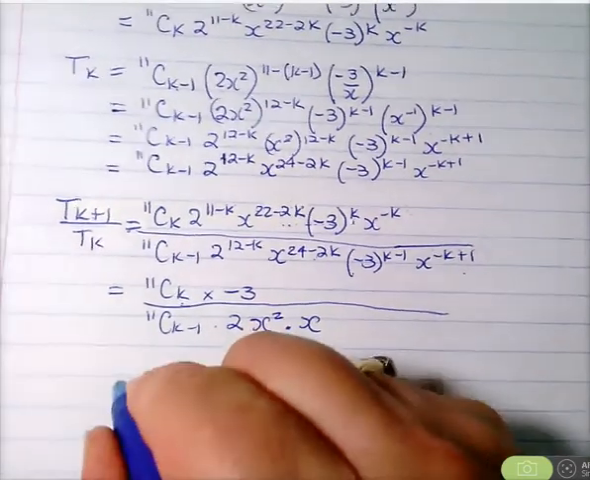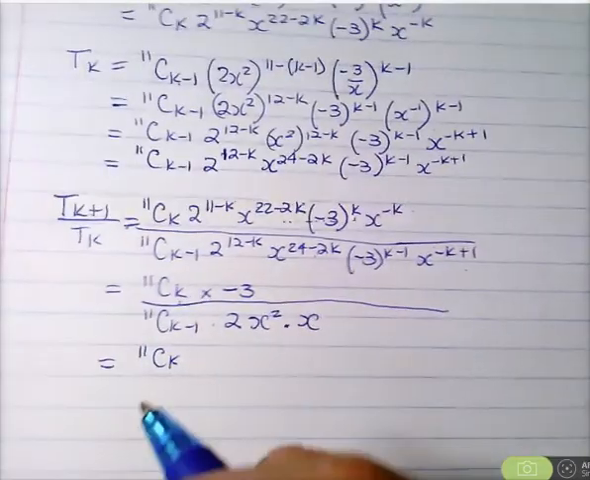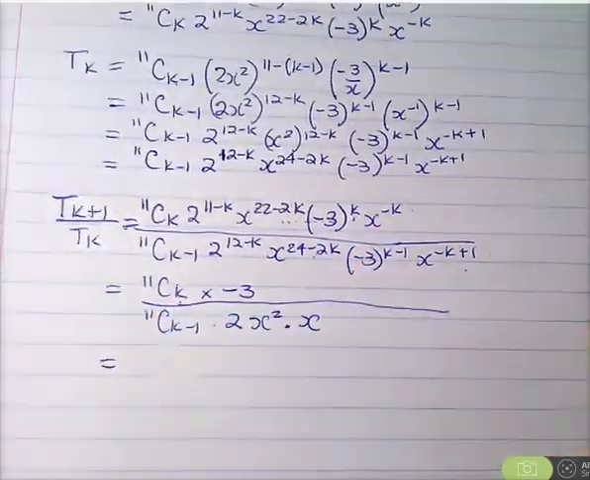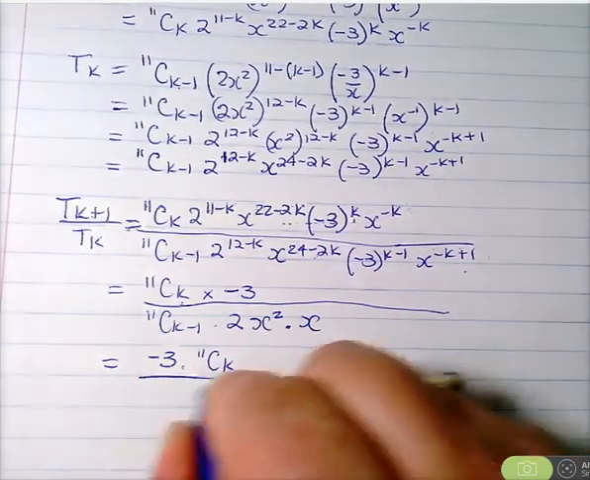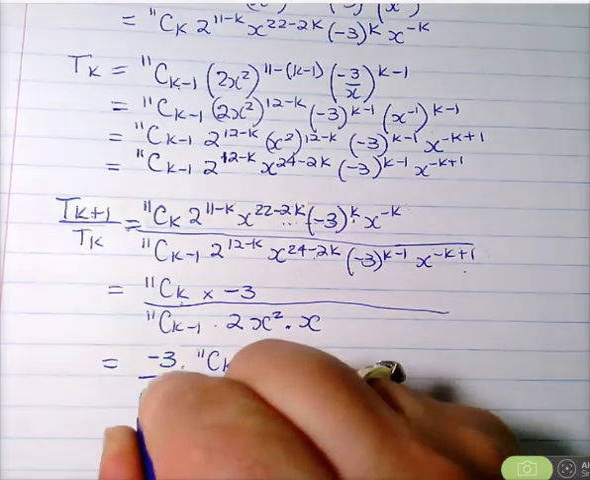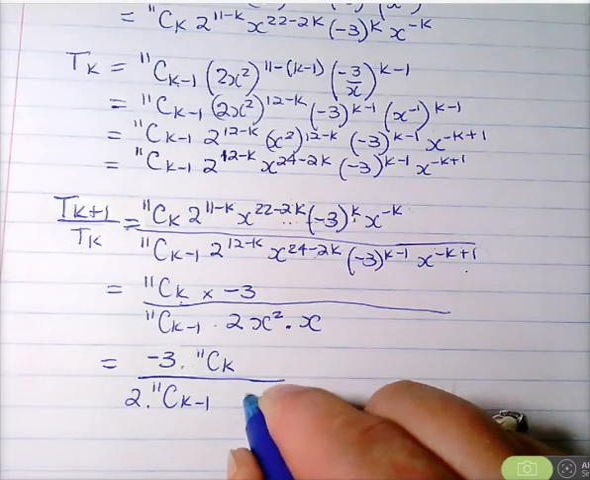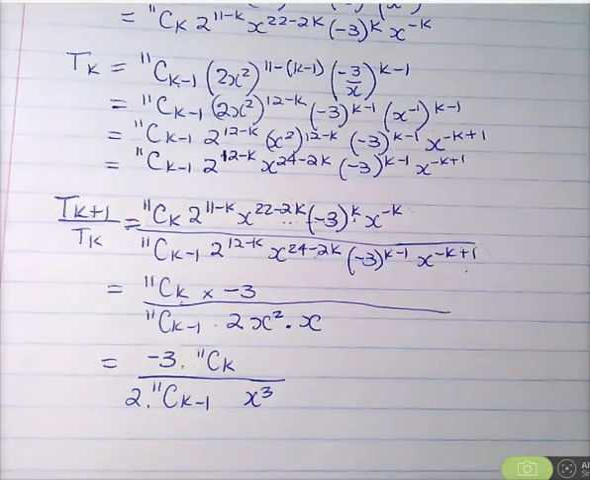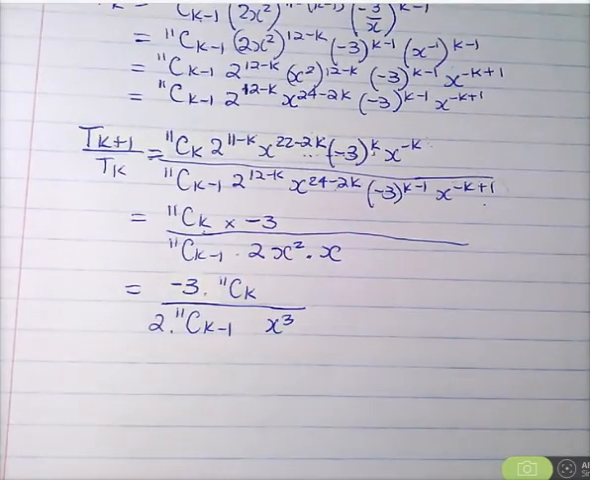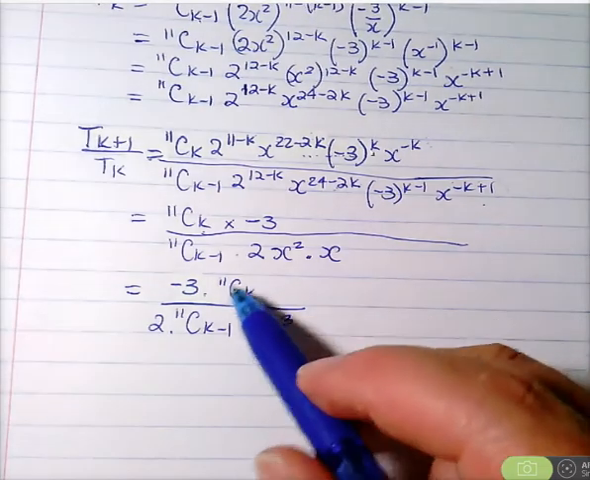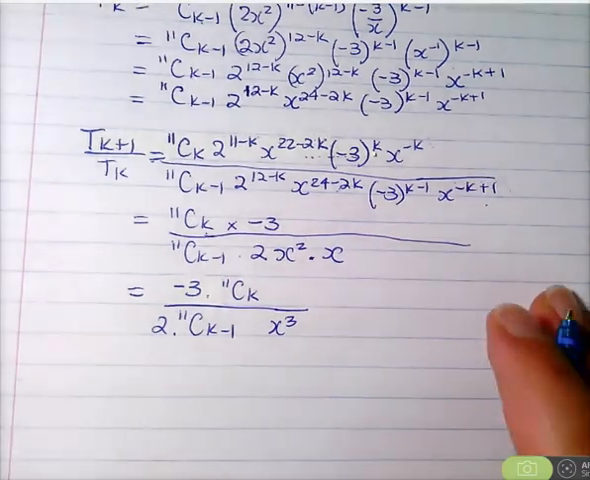Okay, now, so we've got 11C k. I'll put the negative 3 at the front. So we've got negative 3 times 11C k over 11C k minus 1. I'll put the 2 out the front. And I've got the x cubed down there. Okay, now I'm interested in the coefficient. But before I do that, I'll just simplify the 11C k over 11C k minus 1.